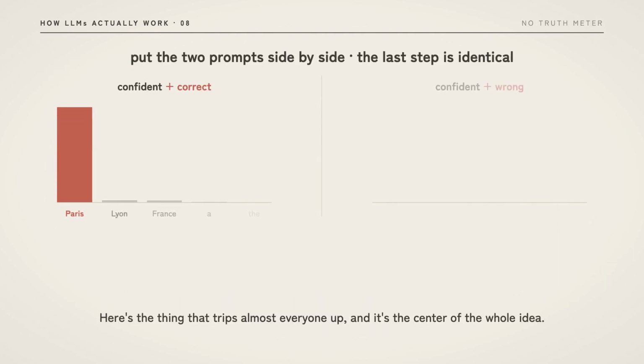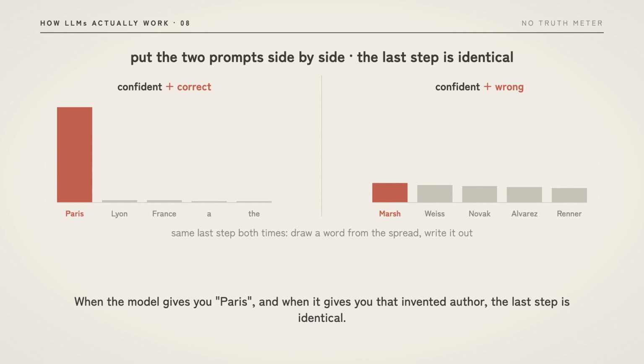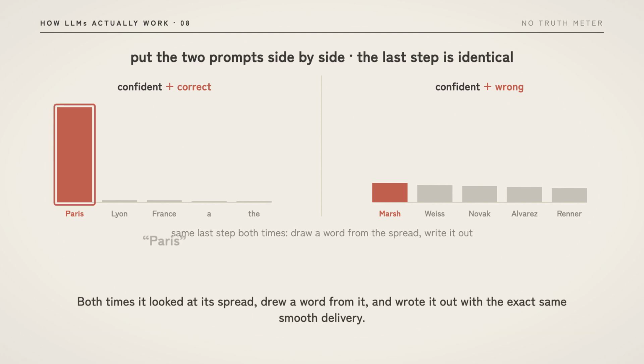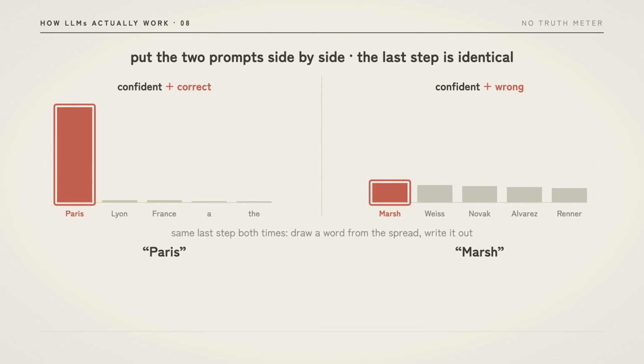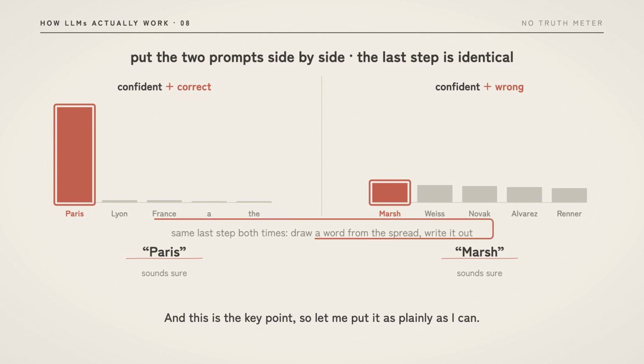Here is the thing that trips almost everyone up, and it's the center of the whole idea. When the model gives you Paris and when it gives you that invented author, the last step is identical. Both times it looked at its spread, drew a word from it, and wrote it out with the exact same smooth delivery. The confidence you hear is just how a finished sentence sounds, not a sign that the model verified anything. And this is the key point.